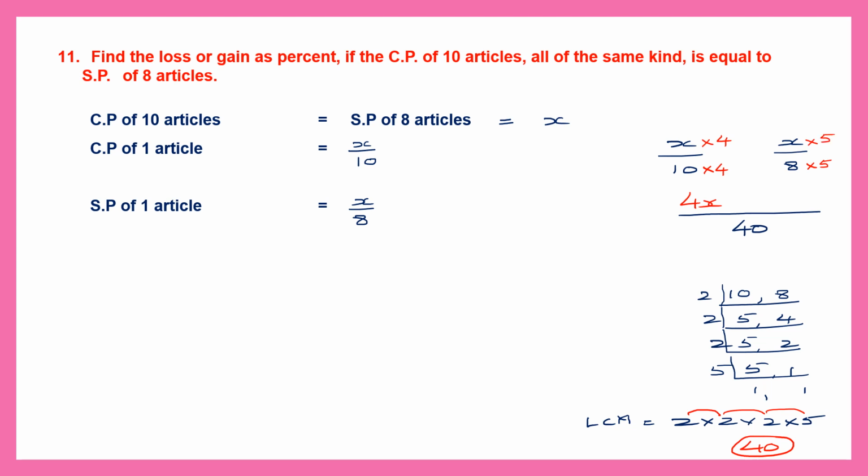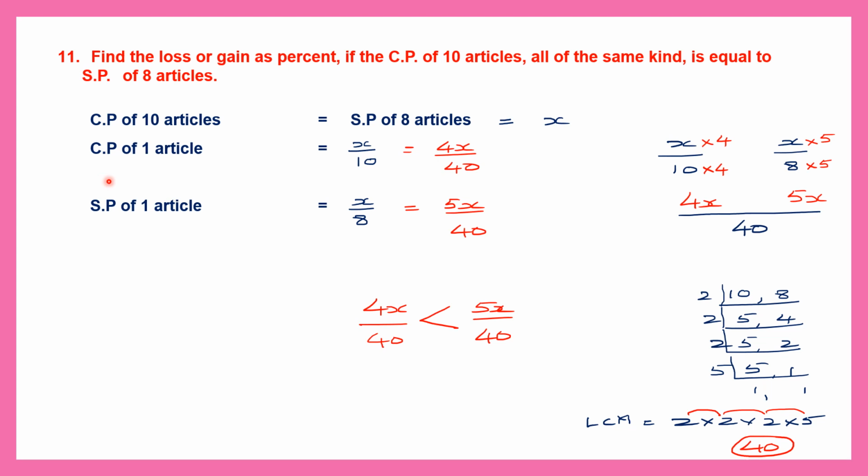So x into 5 is 5x. So what do we have? Here this is 4x by 40, and the selling price is 5x by 40. Since the denominators are the same, we compare the numerators, 4x and 5x. 5x is greater, and 5x is the selling price. That means selling price is greater than the cost price. When selling price is greater than the cost price, there is a profit.